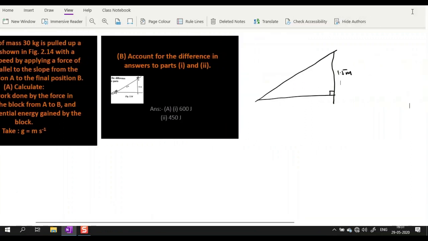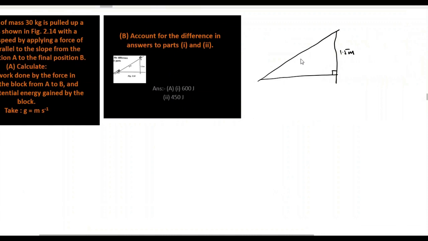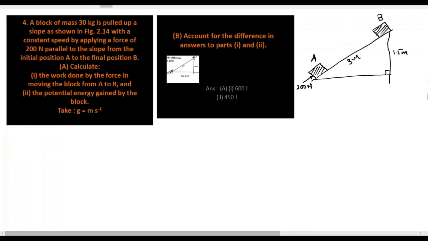So this is 3 meter, and the block is over here, and the final position of the block is over here. This is position A, this is position B. A 200 Newton force is applied on the block, to push the block from position A to position B, 3 meter up the inclined plane, and the height the block reaches is 1.5 meter above the ground level. Okay, so this is the scenario.